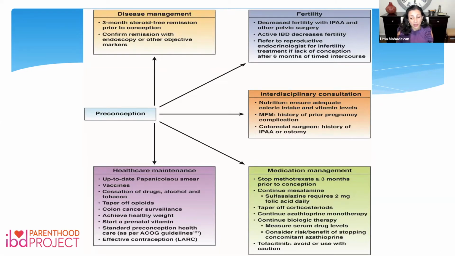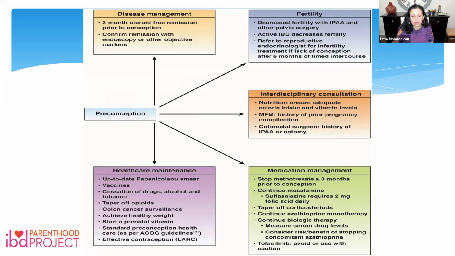And if they have a pouch or an ostomy, a surgeon may need to be involved as well. You want to make sure their healthcare maintenance is up to date. And then with respect to medications, you want them to stop methotrexate at least 3 months prior to conception. You can continue mesalamine, but if it's sulfasalazine, you want to increase folic acid to 2 milligrams per day.